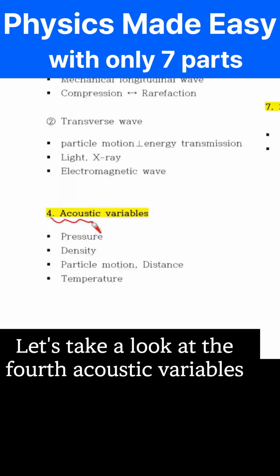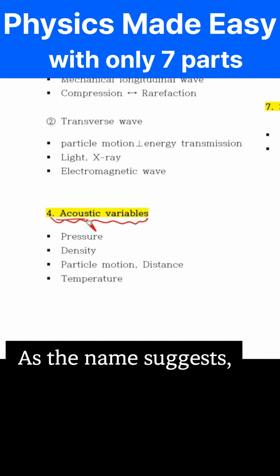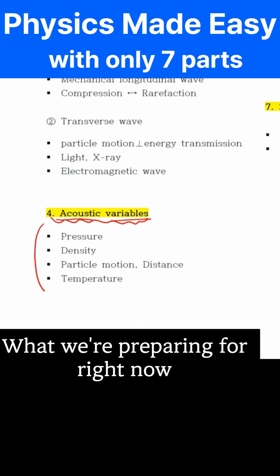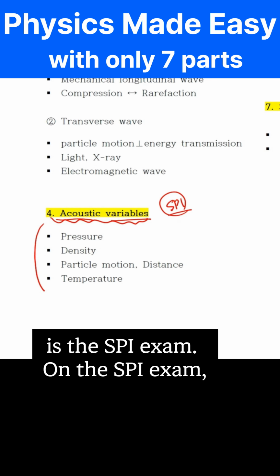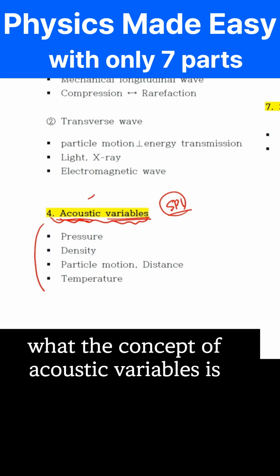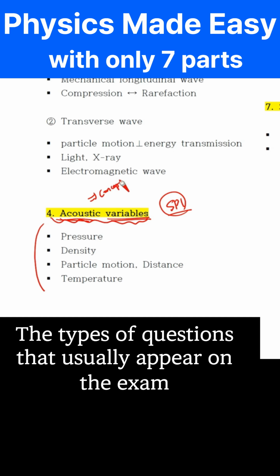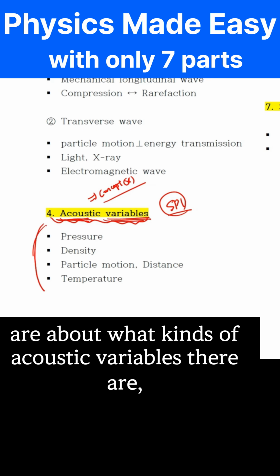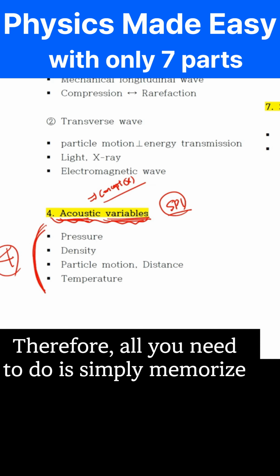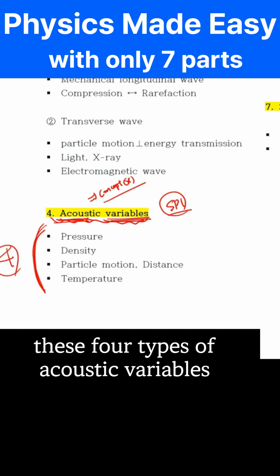Let's take a look at the fourth acoustic variable. As the name suggests, these are the four elements that can change sound waves. What we're preparing for right now is the SPI exam. On the SPI exam, questions rarely ask directly about what the concept of acoustic variables is. The types of questions that usually appear on the exam are about what kinds of acoustic variables there are, specifically these four types. Therefore, all you need to do is simply memorize these four types of acoustic variables.